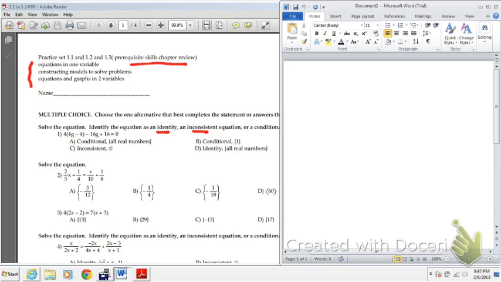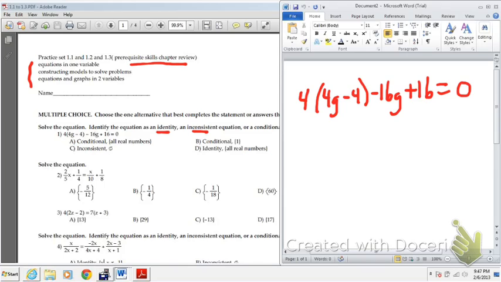So I'm actually going to scoot this over here, and I'm going to re-record the equation. Okay, so I'm just going to rewrite it here for you guys so you can see it a little bigger. So 4 times (4g minus 4), and then minus 16g plus 16 equals 0. Okay, so that's the first one.